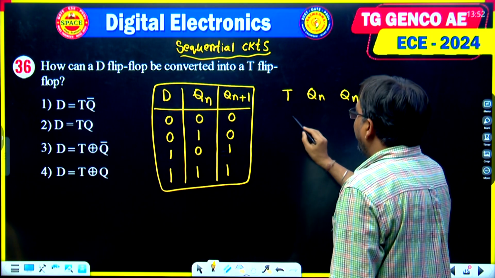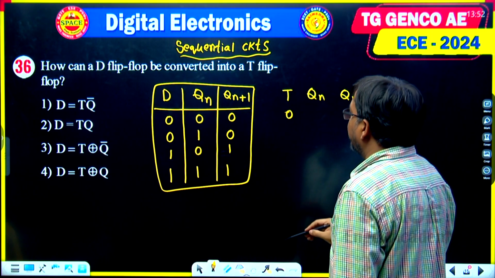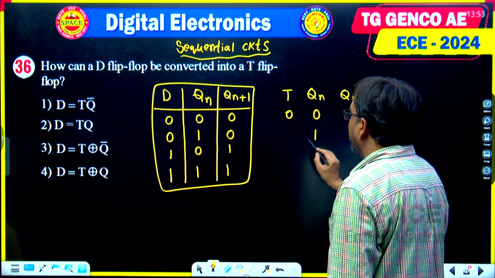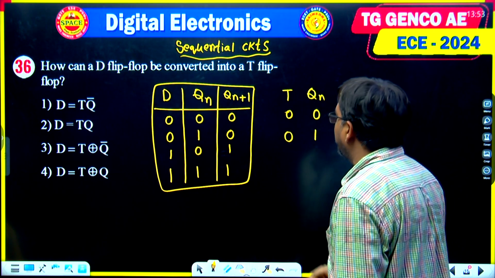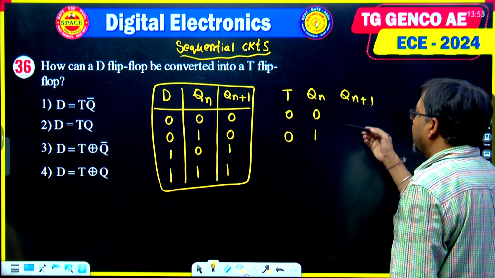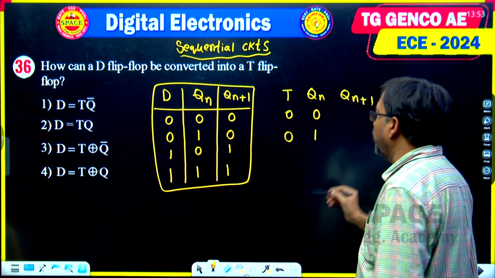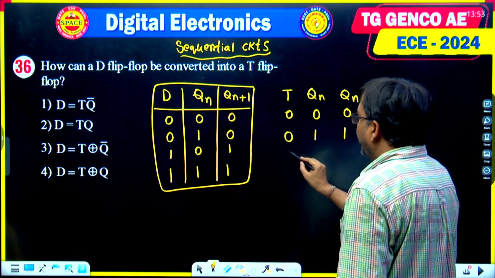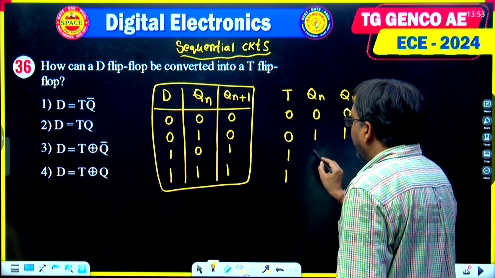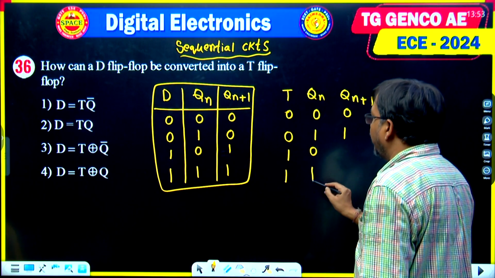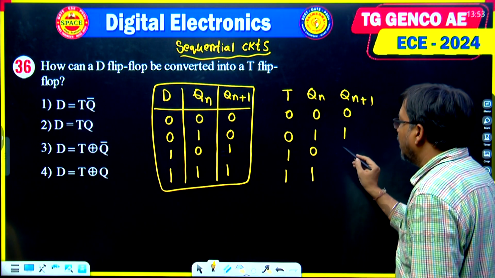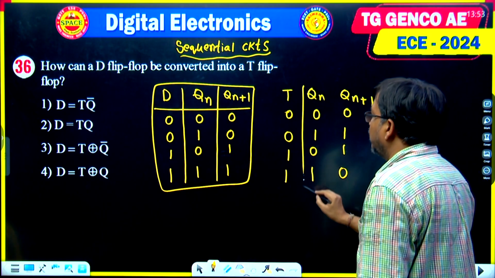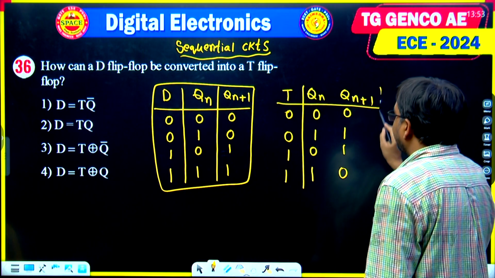See here, when T equals 0, whether the past output is 0 or 1, the present output is the same as the past output. I am writing here 0, 1 only. And when T equals 1, whether the past output is 0 or 1, the output will toggle. That means 0 becomes 1, 1 becomes 0. This is the truth table of the T flip-flop.